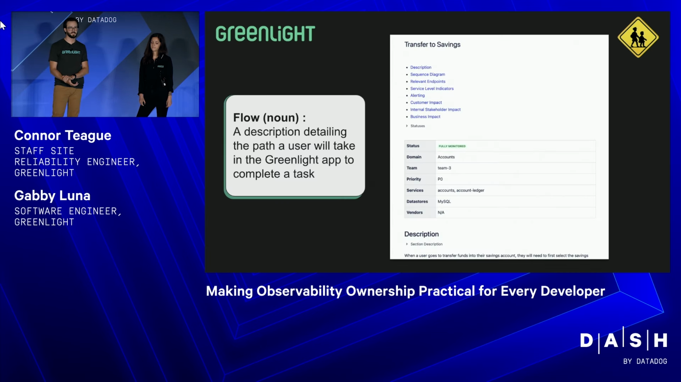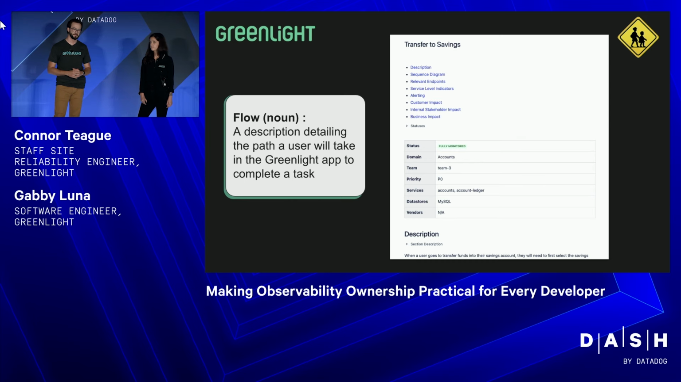So another important aspect of production operations at Greenlight is the creation and use of flow documentation. So as defined, a flow is a description detailing the path a user will take in the Greenlight app to complete a task. So at Greenlight, we started to define this flow documentation just in Confluence. Within a flow, there may be multiple endpoints that together all provide functionality required to complete a specific set of user actions.